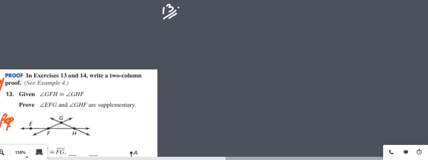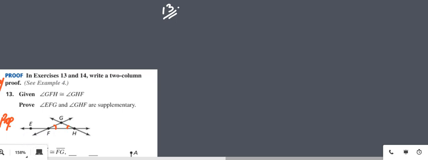Also, look at the question, what it says. It says that, given angle, the geometry is very important for this one. The angle GFH is congruent to angle GHF. GHF means these two angles are congruent.